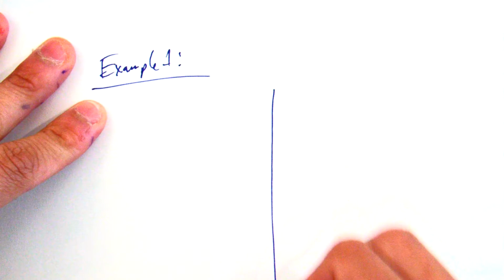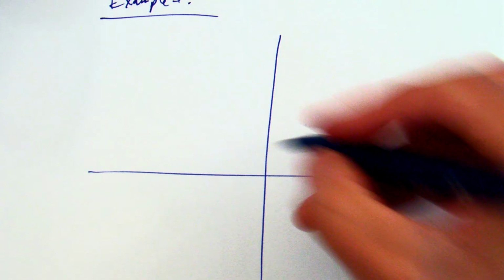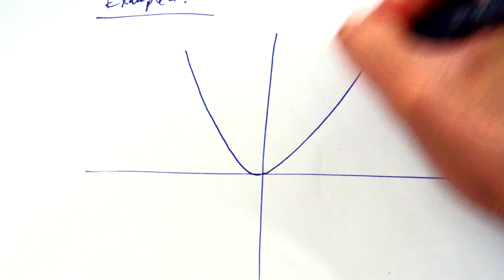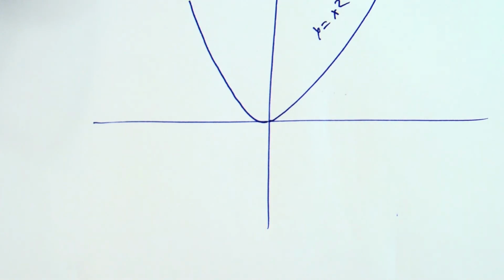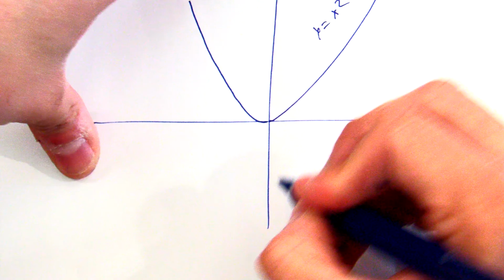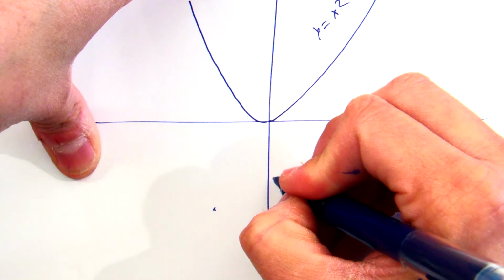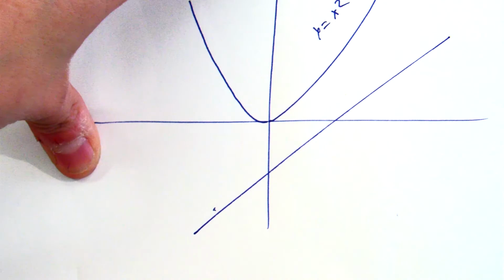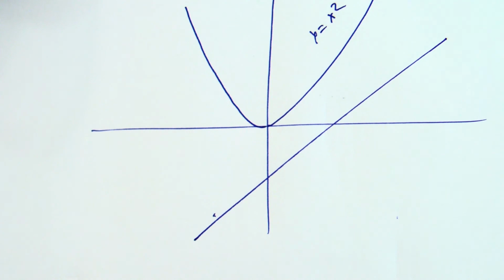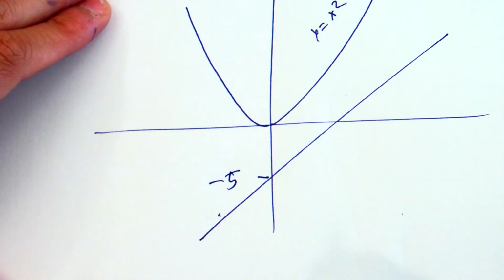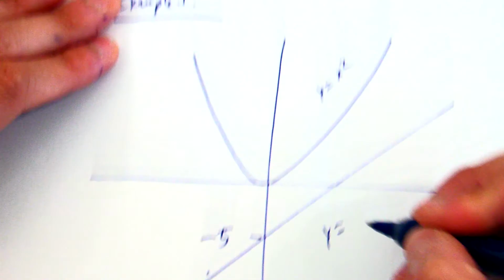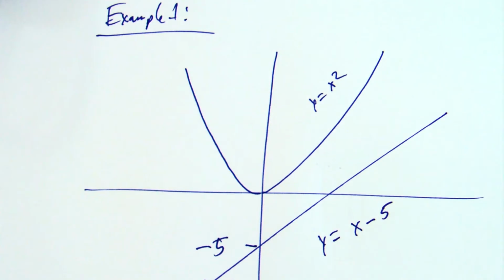So let's just say we have, and we'll just throw in some classics here. Let's throw in a parabola, okay? All right, and then I'm going to throw in a line. And let's just say this is -5, so this is the line y equals x minus 5. Is that cool? Yeah? Now I want you to find the area.